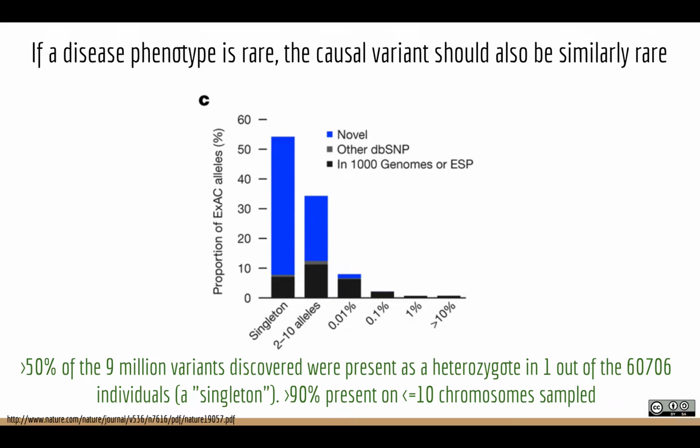So we talked about this before, but the vast majority of the variants that they found in this study were rare singletons. In fact, 50% of the 9 million variants that they found were present as a heterozygote in 1 out of those 60,000 individuals. This gets at that notion that there's a huge excess of really rare, extremely rare variation in the human population, primarily owing to explosive population growth over the last 2 millennia.